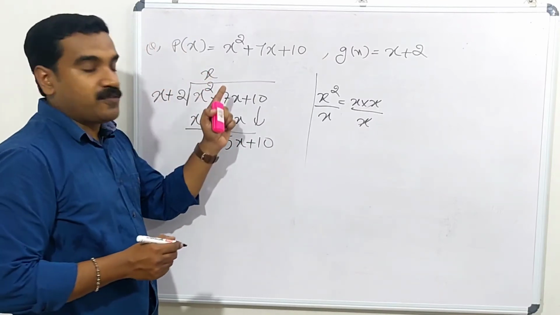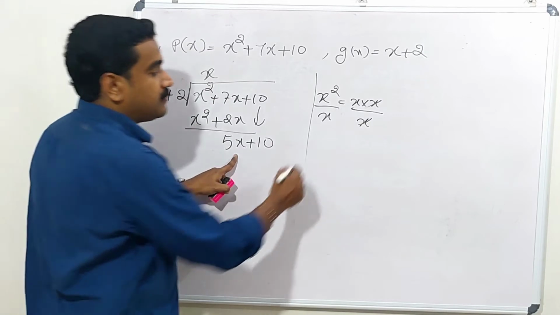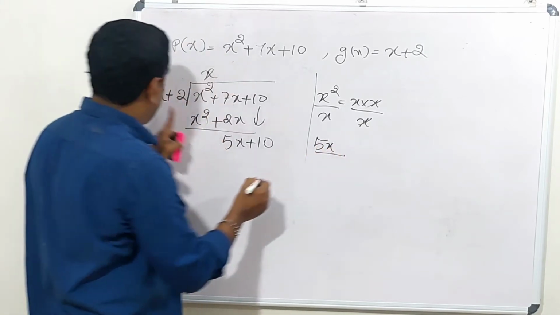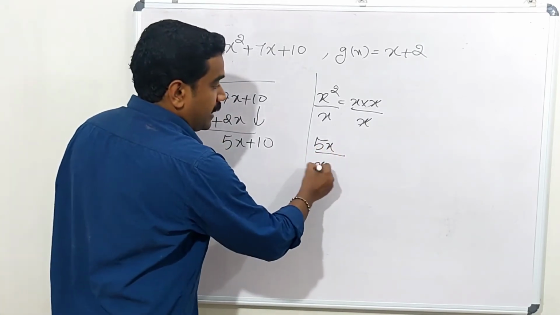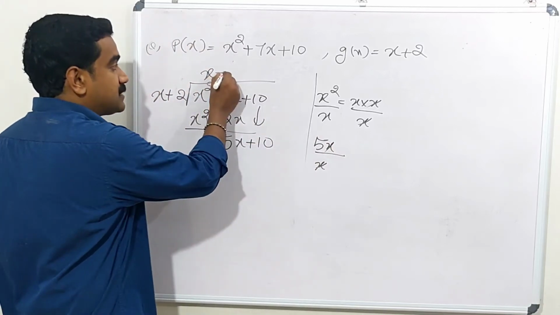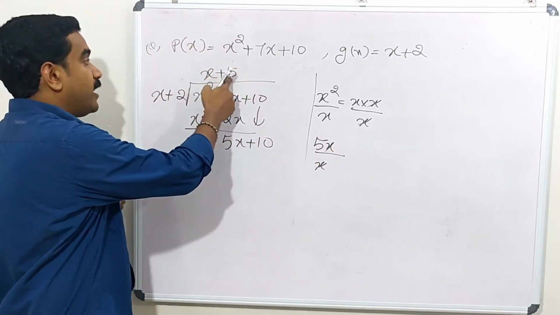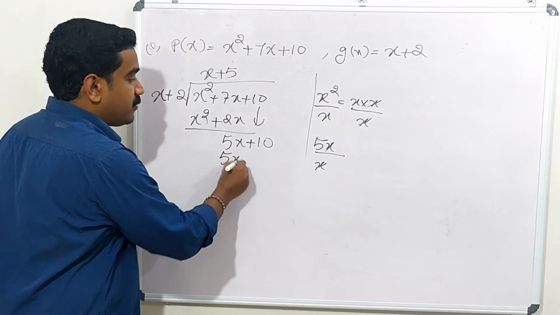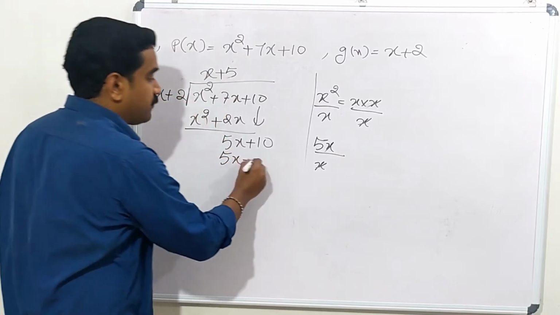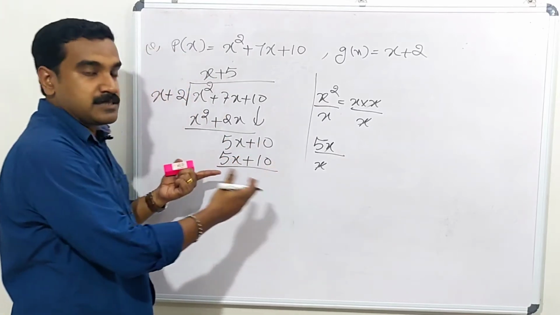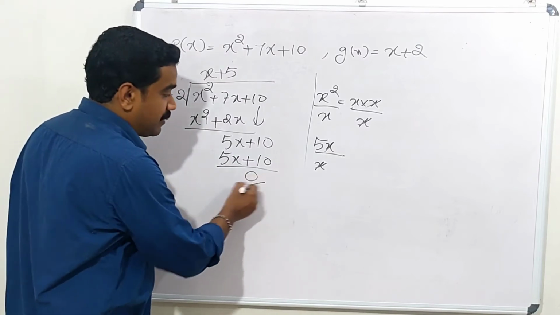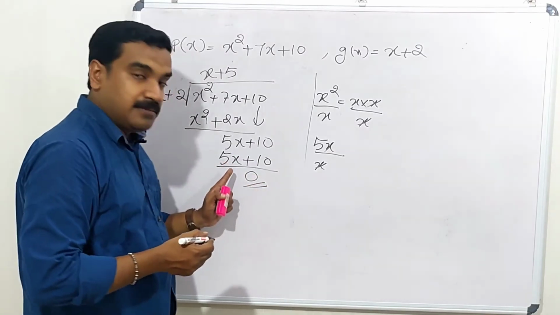To get the next term of the quotient, take the first term of the new dividend, that is 5x. 5x divided by x, both x cancel. What is remaining? 5. Write that 5 here. So 5 into x is 5x. Then 5 into 2 is 10. Subtract 5x plus 10 minus 5x plus 10. What is the remainder? The remainder is 0. Now we got the remainder as 0.